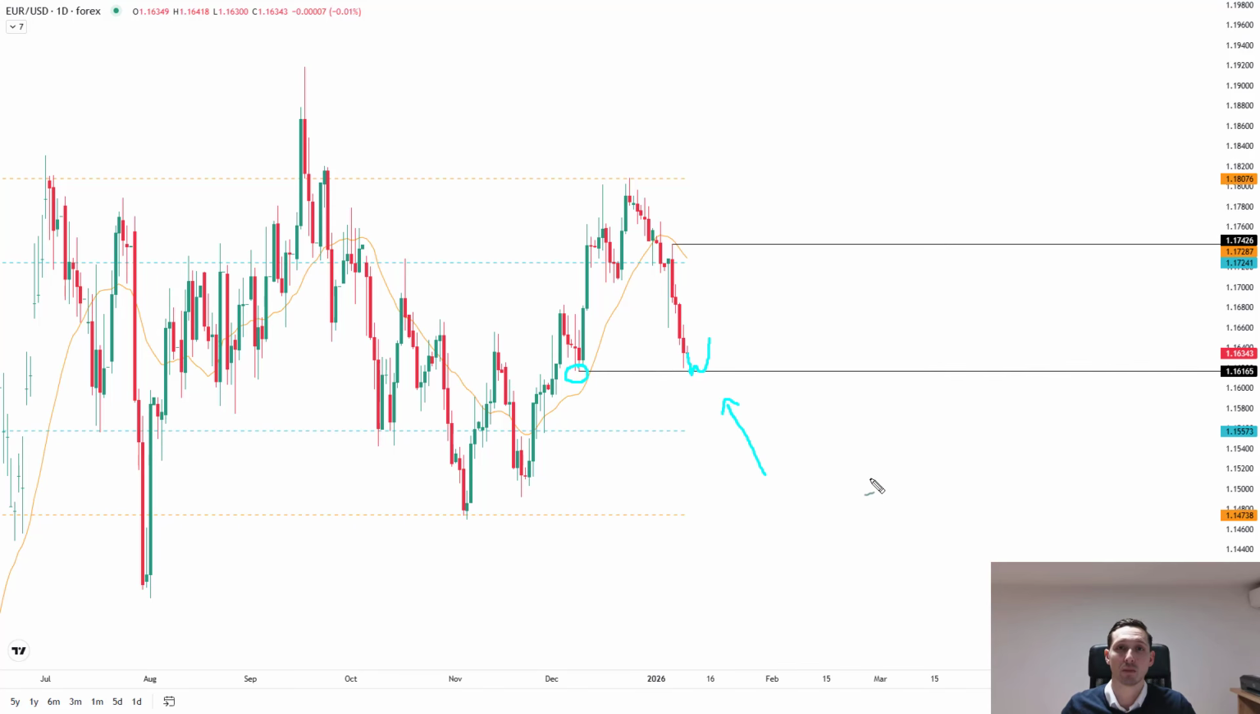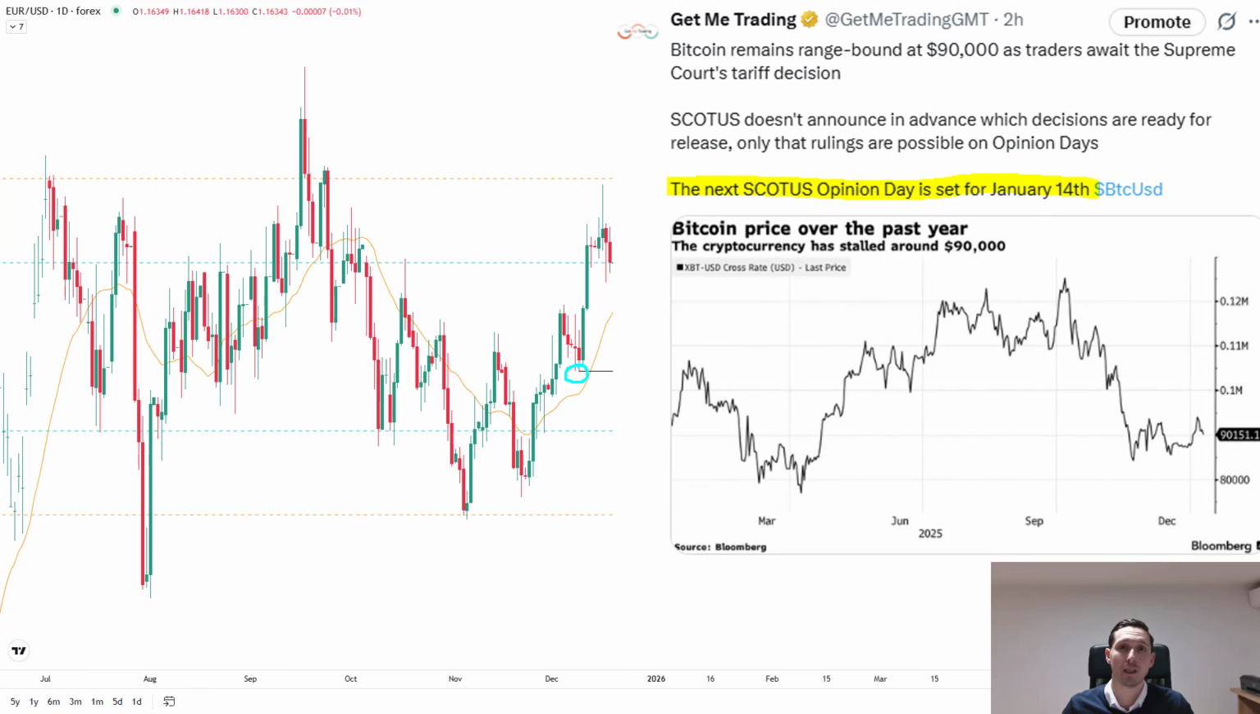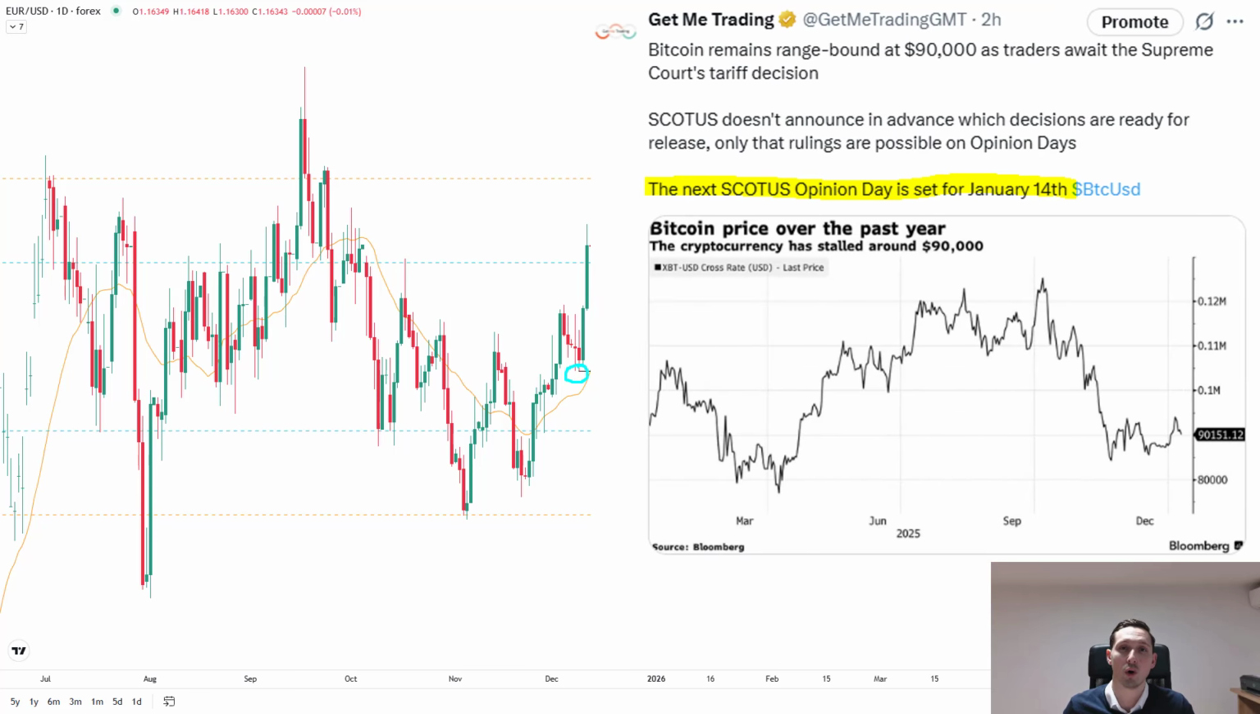Something really important to pay attention to next week, a potentially big event with the SCOTUS decision on Wednesday. It is now expected that the SCOTUS are going to give a tariff decision on January the 14th. And I suspect we could see, if they do give that tariff decision, we could see quite a bit of volatility in the market.